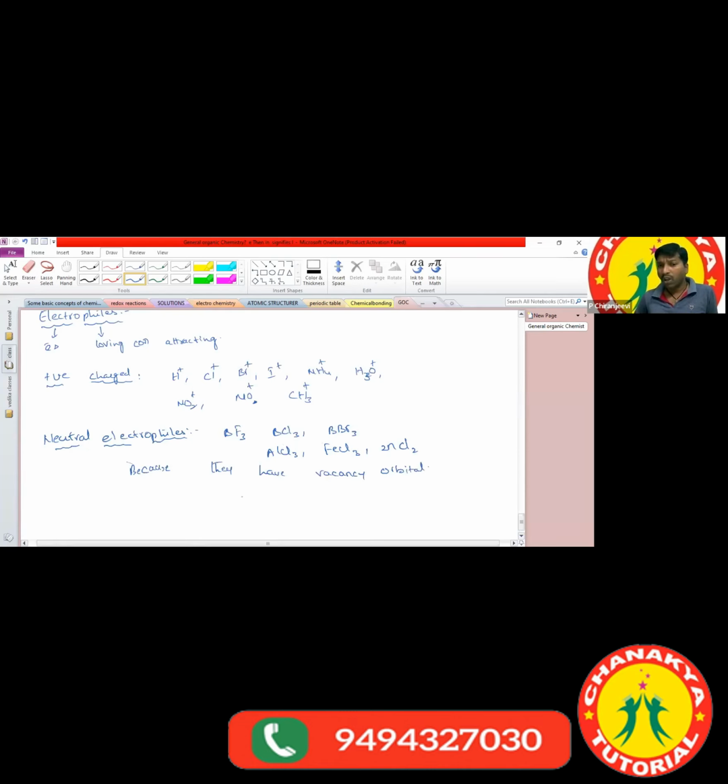All neutral electrophiles we can also call Lewis acids. All Lewis acids also act as electrophiles. So what is meant by a Lewis acid? We studied it in the last chapter. What is meant by a Lewis acid?